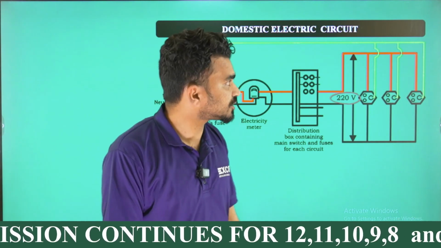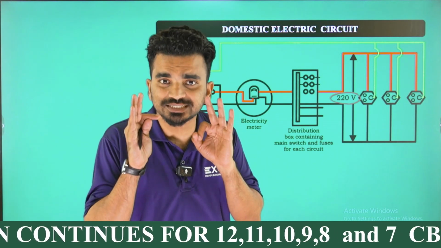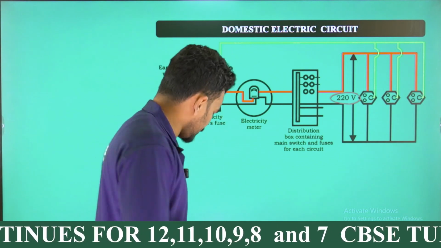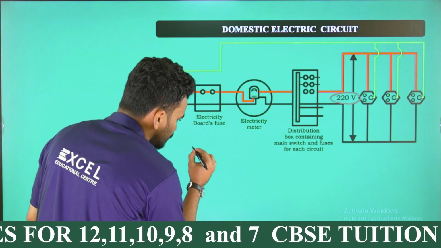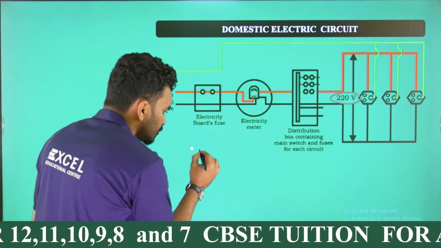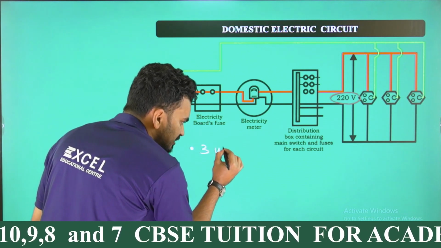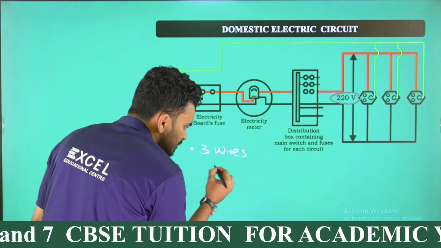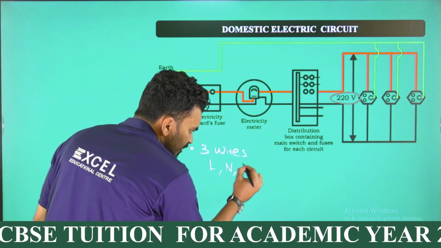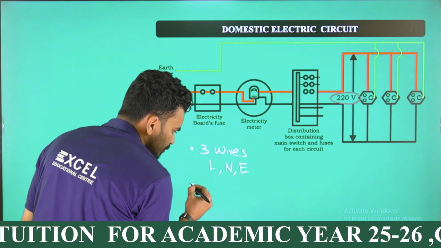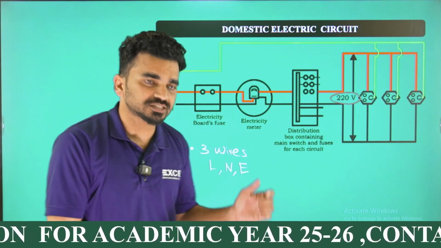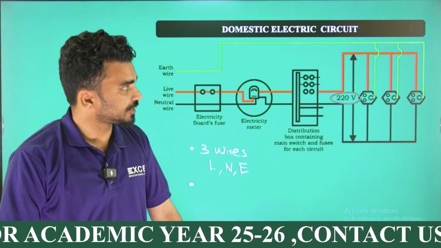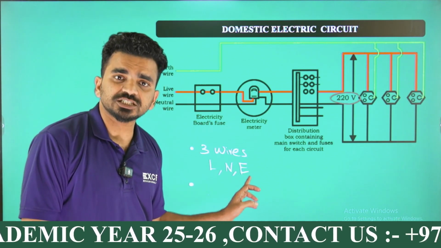I will tell you that, wait. So you understood, right? There are mainly three wires. So let me write the observations. The point to be remembered: we have three wires mainly. What are they? Live wire, neutral wire and earth wire. Okay, you can make a detailed short note. I am just giving a hint here.